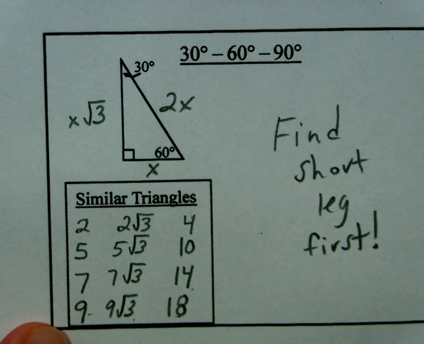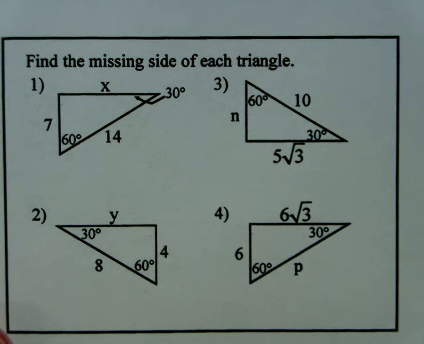All right, so we're going to look at some examples. We're going to start with some easy ones where they give us two sides, and then we'll go on to the tougher ones where they only give us one side.